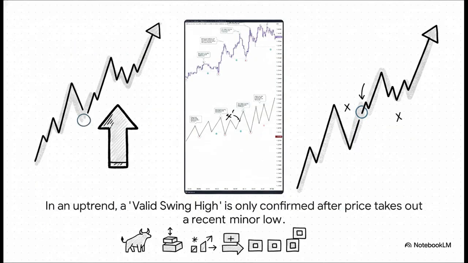And you guessed it, the exact same logic is true for an uptrend, just flipped upside down. A high point doesn't get confirmed as a valid swing high until the price pulls back down far enough to break a recent minor low. This rule just makes sure that the pullback has some real substance to it before you start treating that previous high as a major point on your chart.